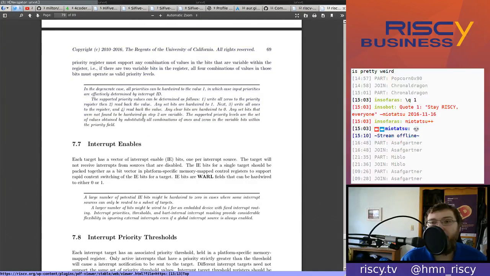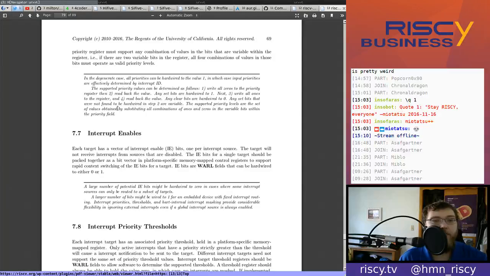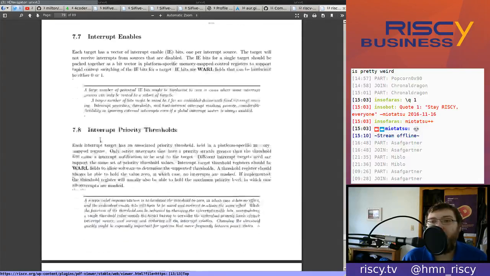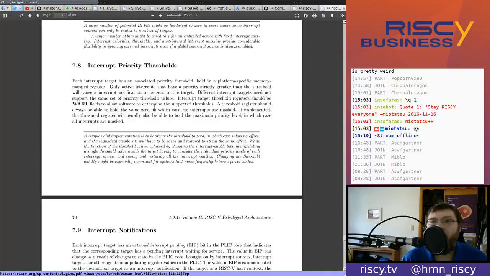So now I imagine that SiFive would document which ones are hardwired and which ones are variable in their implementation. But if they didn't document that, we could actually figure it out by doing this trick that it's describing. So that's pretty cool. But like I say, we're just zeroing it all out. So there could be stuff that's hardwired to 1, but anything that's variable, we're setting to 0, which means never interrupt. Now there's also interrupt thresholds that we want to read about.